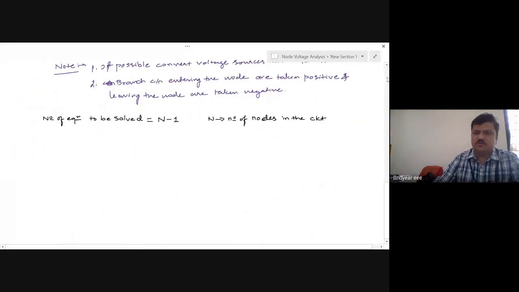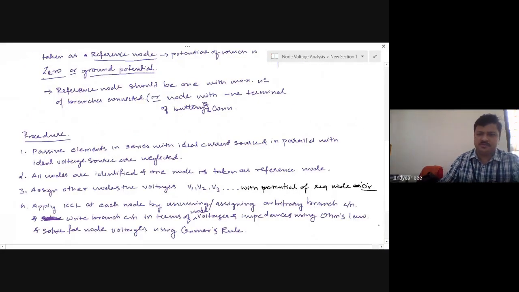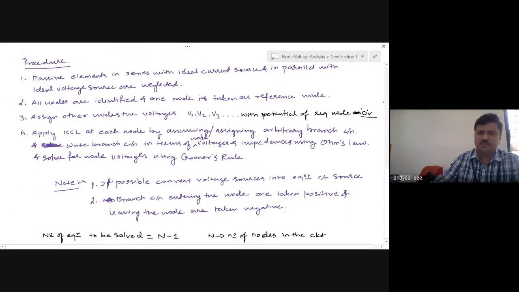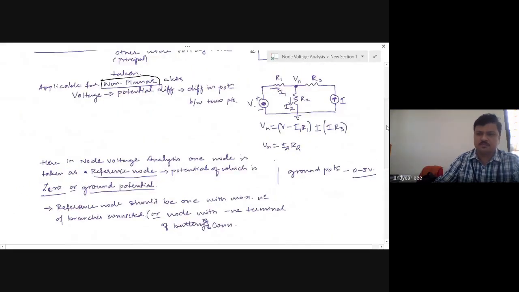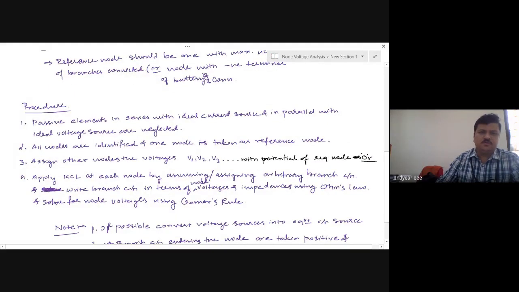So what is the first step? I will repeat this procedure, then we'll move to a general circuit, then we'll move to a particular example. Procedure: passive elements in series with the ideal current source and in parallel with the ideal voltage source should be neglected. This is the first step, if there are any, after observing the circuit. Then all nodes are identified and one node is taken as the reference node, and this reference node should be the one with the maximum number of branches connected. This we have already seen.